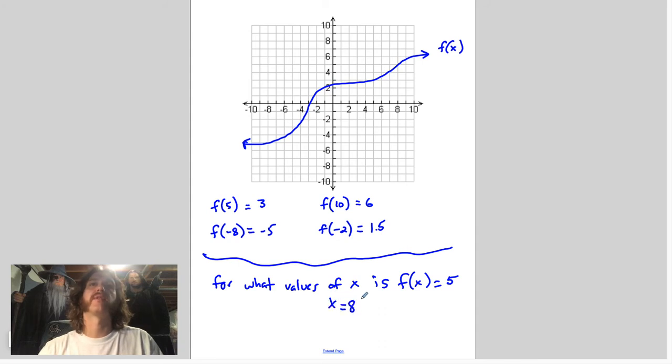Okay, so you can ask questions like that as well. This is the reverse. The earlier questions were saying, I'm giving you an x value, you tell me the y value. This is saying, I'm giving you this y value, the 5. The height of our function is at 5. What values of x is it equal to 5? Well, that's at 8.